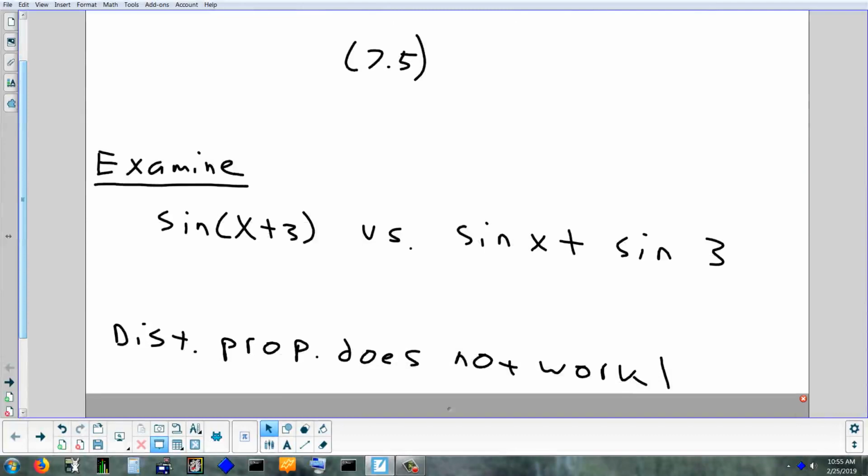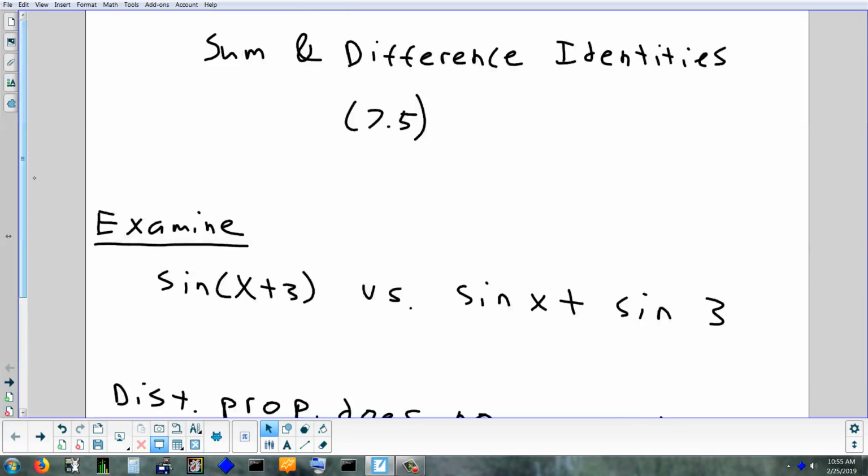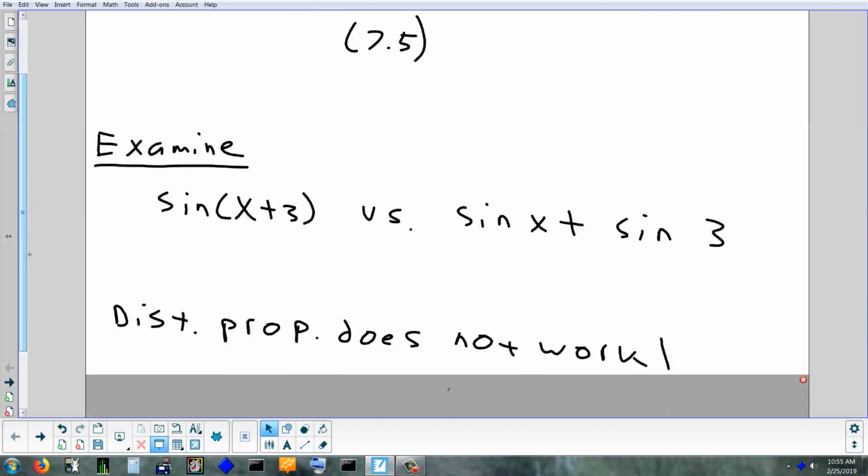Those aren't equivalent. It's not like you can just take the word sine and distribute it. You can distribute a number on the outside of parentheses, but you can't distribute a word. Right? That doesn't work. So the question is, if you can't do this, then how could you simplify something where you have addition inside the parentheses? Or subtraction? Well, there's an identity for when you have a sum or a difference inside parentheses, and I'm going to show you what it is. But it's not that.